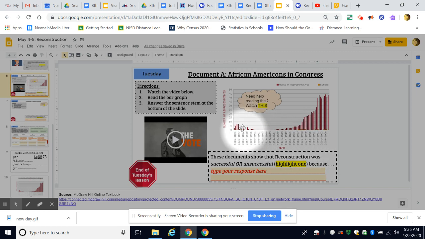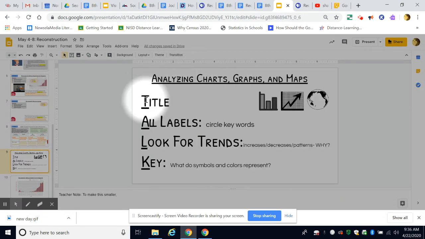Hey guys, we're going to take a look at this chart right here in your Tuesday assignment. And in order to help us understand this bar graph, we're going to use a strategy called TALK, which is just something that we use when we analyze different stimuli. In this case, we're doing a bar graph, right? So the first thing we do is look at the title.